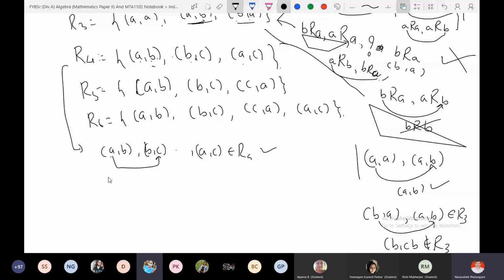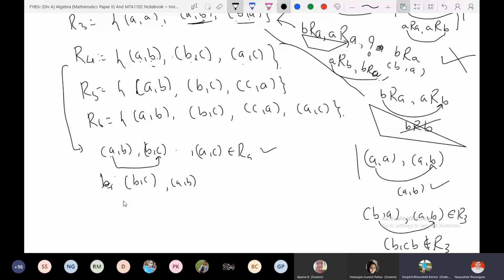No, sir. If A is related to B and B is related to C, and B is not related to B. B related to C, A related to B, then B not related to B. There is no pair of B and B.